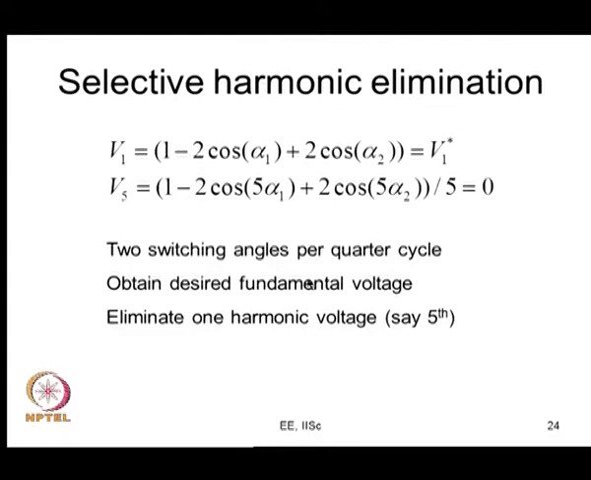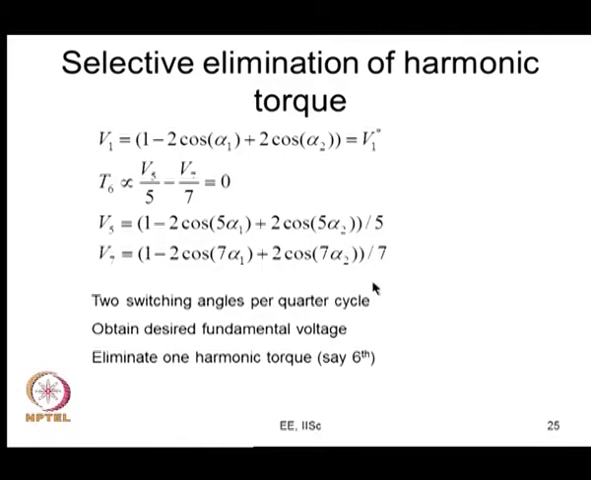So, you can have 2 switching angles per quarter, obtain the desired fundamental voltage, and eliminate one harmonic voltage. This is when you have 2 switching angles. In general, if you have k switching angles, you could get your desired fundamental voltage and it might be possible to eliminate up to k minus 1 harmonic voltages. So, that is selective harmonic elimination, selective elimination of harmonic voltages.